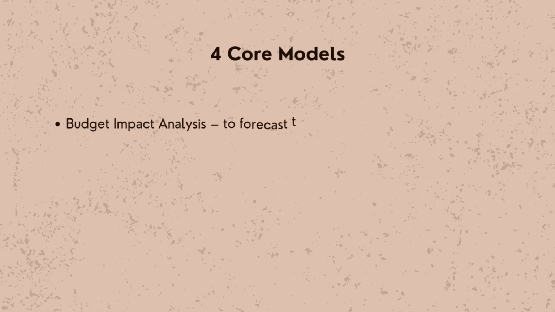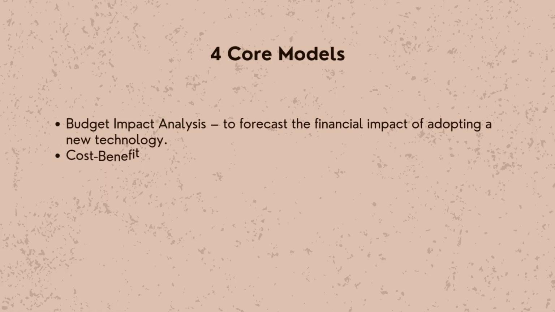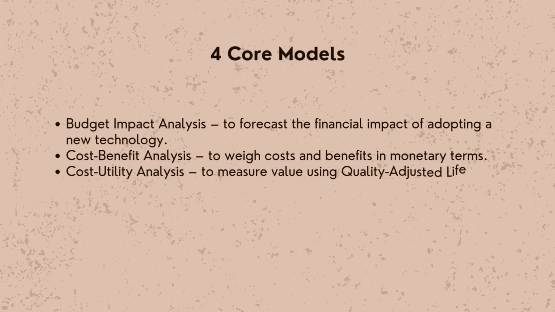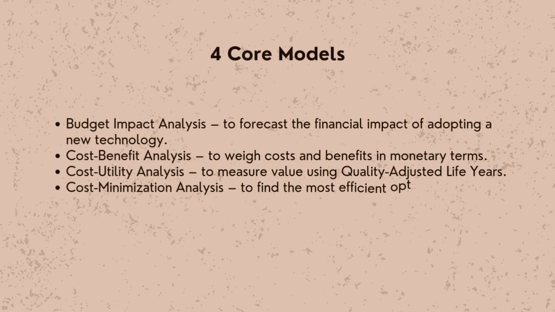In this tutorial, we will explore the 4 core models used globally to guide evidence-based decisions: budget impact analysis, to forecast the financial impact of adopting a new technology; cost-benefit analysis, to weigh costs and benefits in monetary terms; cost-utility analysis, to measure value using quality-adjusted life years; cost-minimization analysis, to find the most efficient option when outcomes are equal.